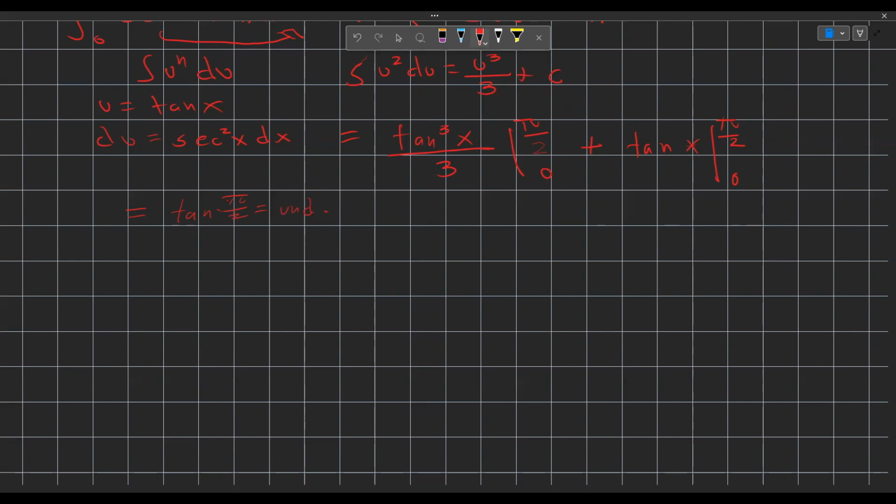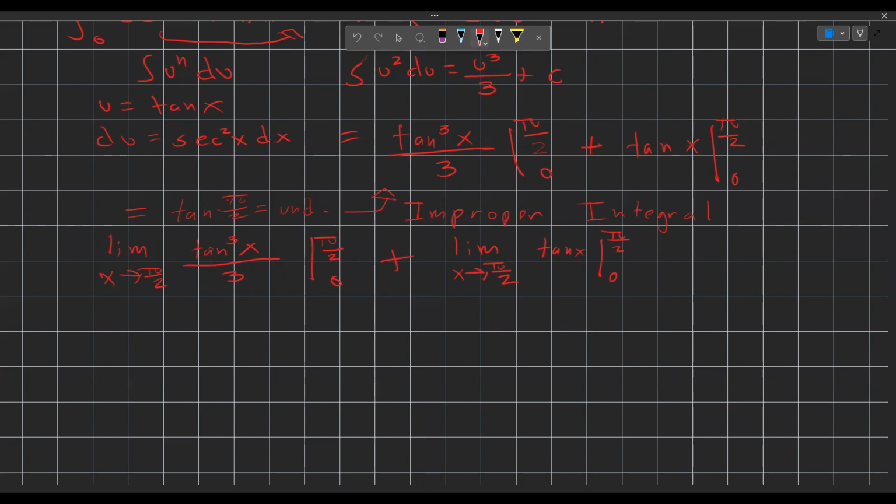So when we encounter a problem like this, we can identify it as an improper integral, which means that we have to use limits to solve this function. So we have to use this: the limit as x approaches pi over 2 of tangent cubed x over 3, from 0 to pi over 2, plus the limit as x approaches pi over 2 of tan x from 0 to pi over 2.